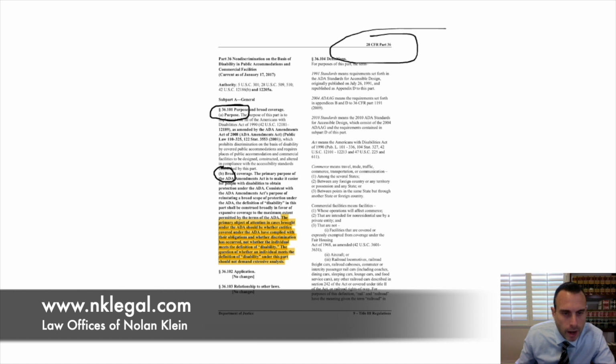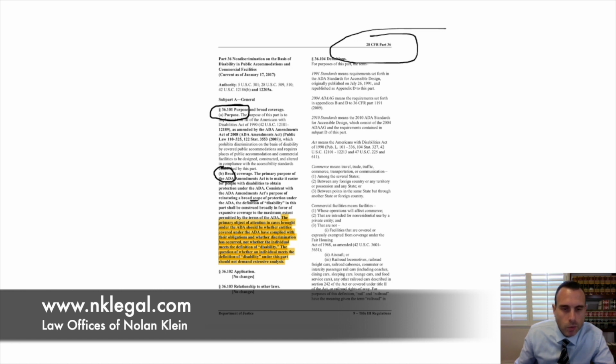The primary object, I'm just looking at this bit that I've highlighted here: The primary object of attention in cases brought under the ADA should be whether entities covered under the ADA, and we're going to discuss in a minute what those entities are, have complied with their obligations and whether discrimination has occurred, not whether the individual meets the definition of disability. The question of whether an individual meets the definition of disability under this part should not demand extensive analysis.